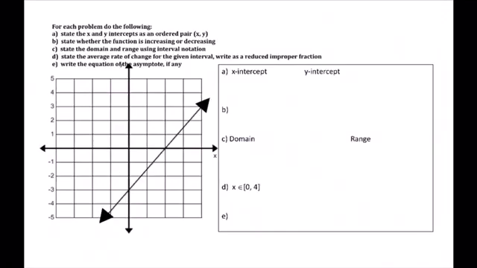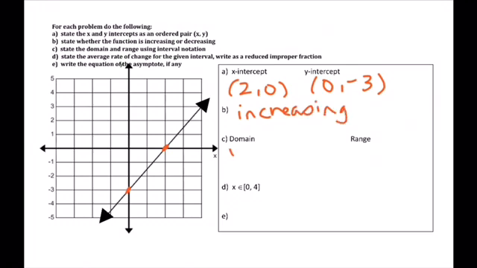Okay, the second question in the warm-up, the x-intercept right there is going to be (2, 0). Remember that for the x-intercept, y is always 0. The y-intercept is (0, -3). For the y-intercept, x is always 0. This is an increasing graph.